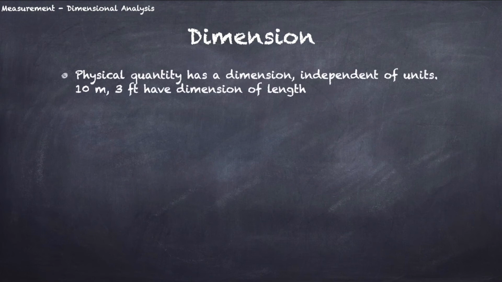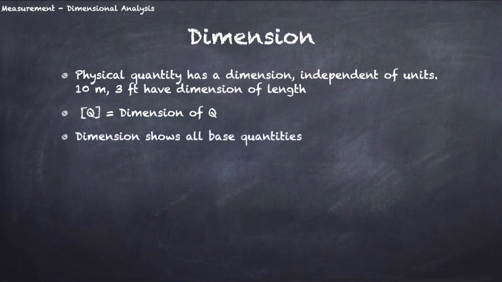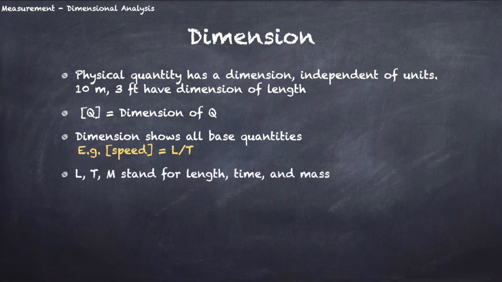Every physical quantity has a dimension. The dimension of a quantity is independent of its units. For example, 3 feet and 10 meters both have dimension of length. The shorthand for the dimension of a quantity Q is square bracket Q. The dimension of the quantity shows us all the base quantities that make up that physical quantity. For example, speed has the dimension length over time. We usually use L, T, and M to mean length, time, and mass respectively.